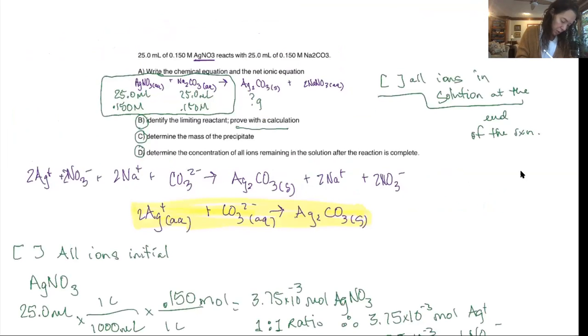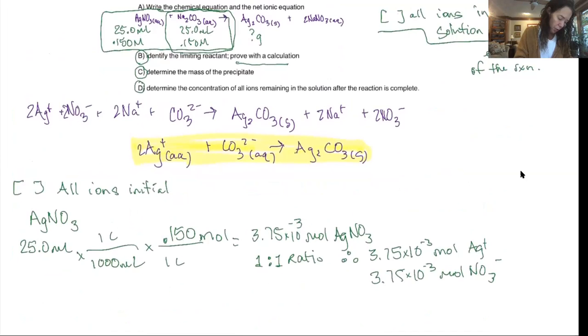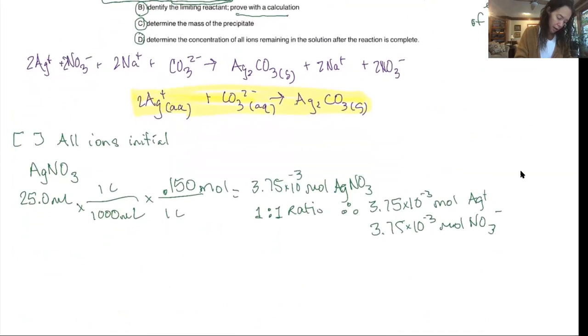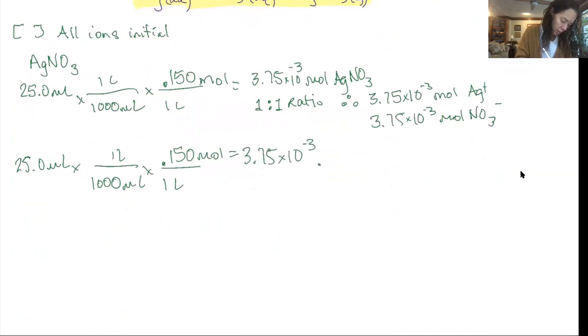Now, look up here, I've got 25 milliliters of a 0.150 molar Na2CO3 solution. So when I do the math there, I will also have the same numbers, right? I'm just going to go ahead and write it. 1 liter, and this time it's 0.150 moles. And that's going to give me the same answer because it's the same numbers. This time it's moles of sodium carbonate. We have a 2-to-1 ratio. So 3.75 times 10 to the negative third moles times 2.